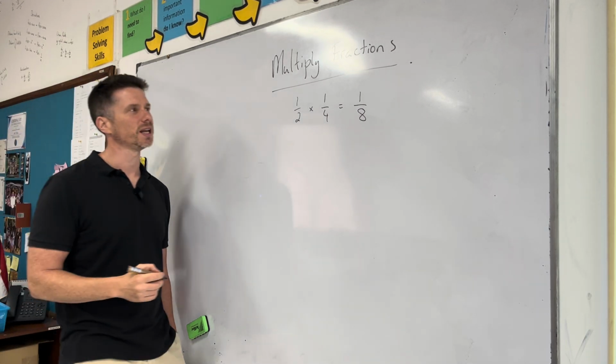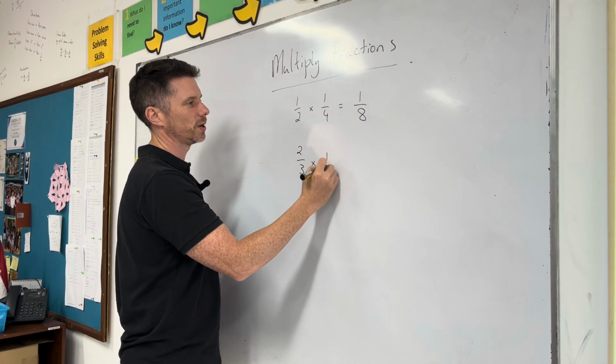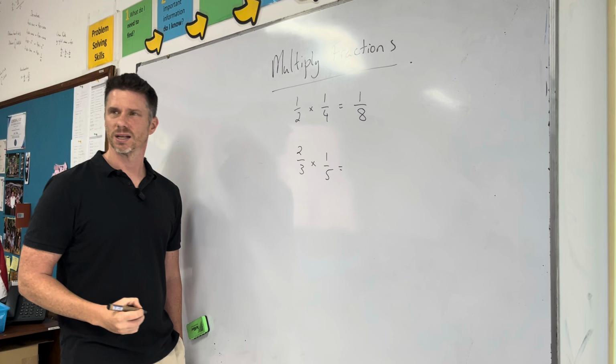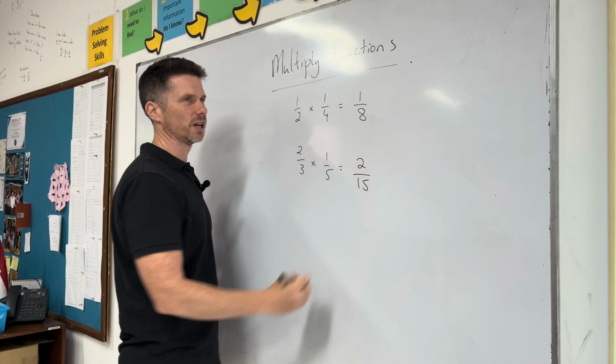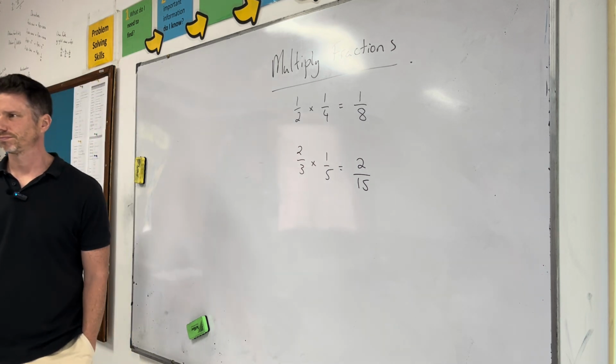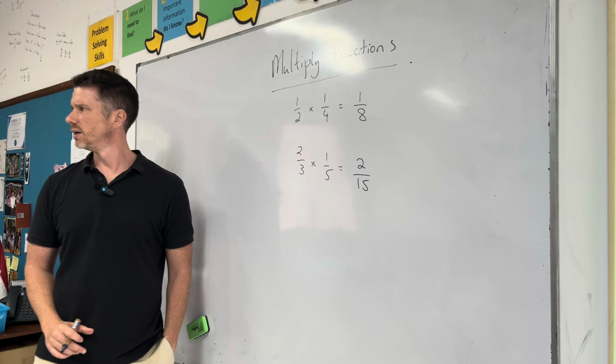Dividing is the tricky one, yeah? Let's do another example. 2/3 multiplied by a fifth. 2 times 1, 3 times 5 is 15. Oh, so you just times the top. Just go straight lines. Yeah, it's really nice and simple. Okay?